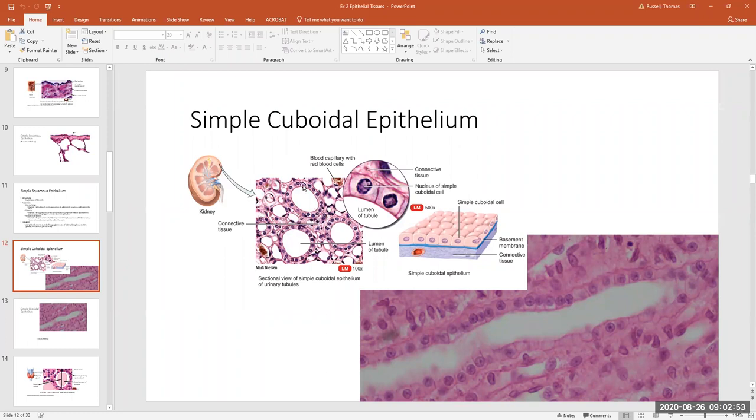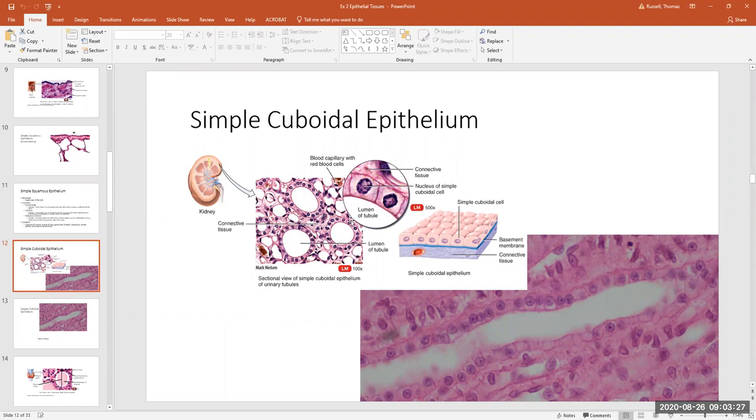So these are tubules in the kidney. And if you notice, the cells look like perfect little squares that line these little tubes located in the kidney. If we look at an enlarged picture of it, you can see they look like a little square. And the nucleus is almost perfectly round and centrally located in the cell. So whenever you look at a tissue and you see a cell that looks like a square, and sometimes they're a little rounded but resemble a cube, it's always cuboidal epithelium.